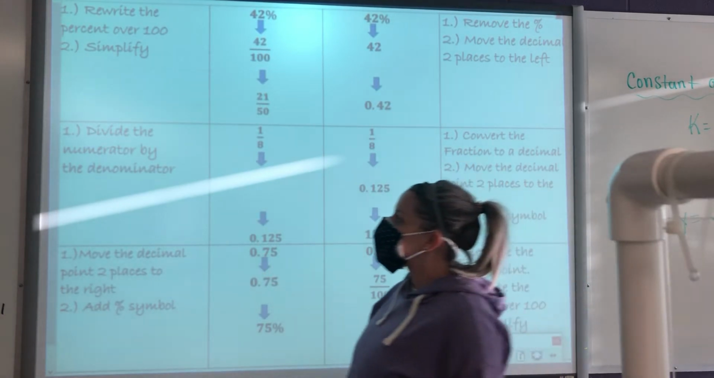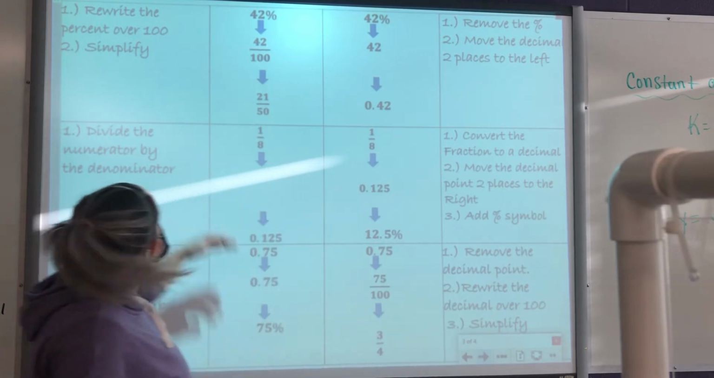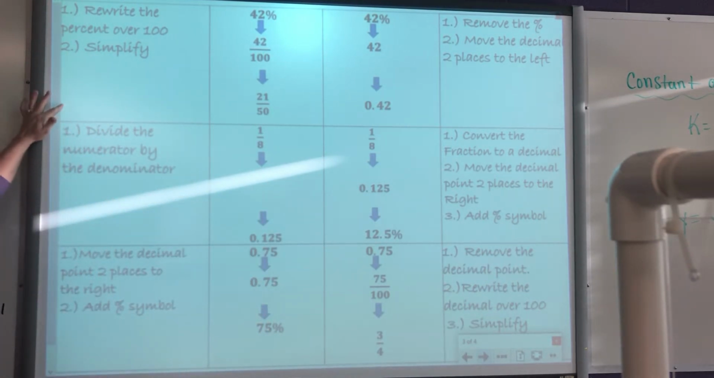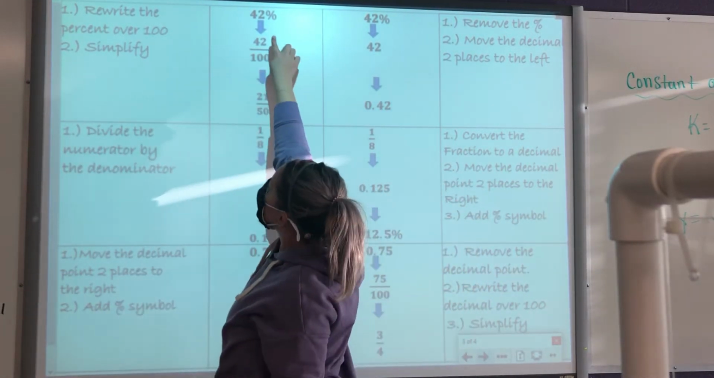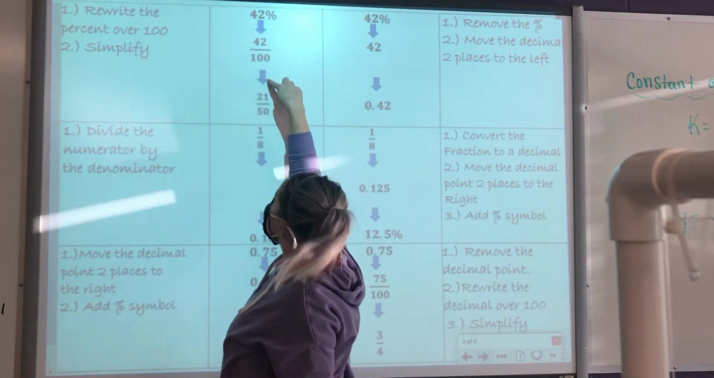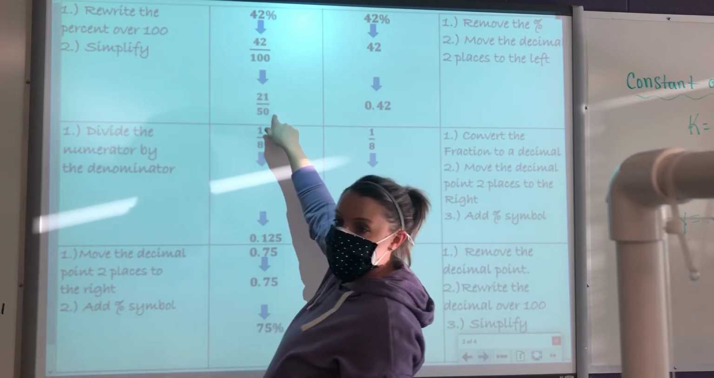Okay, so this right here, this first flap is percent to fraction. So when we have a percent to a fraction, we rewrite the percent over 100. 42% is 42 out of? Very good, so 42%. So we rewrite the digits over 100. And then we simplify that fraction.